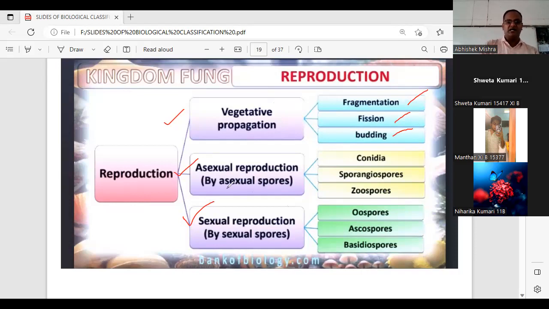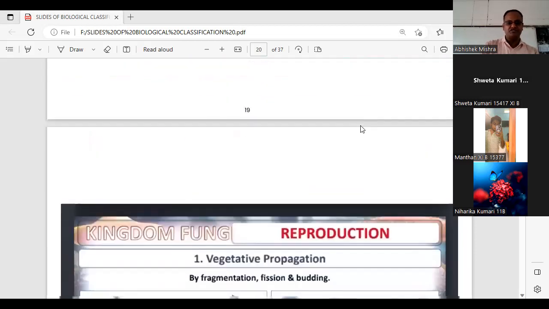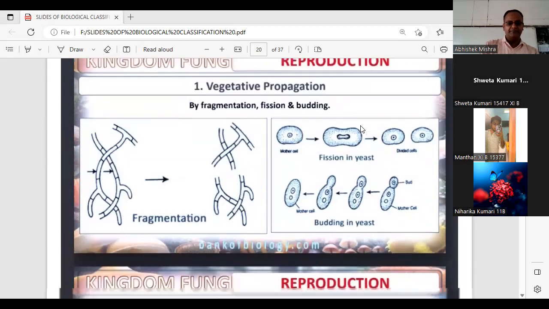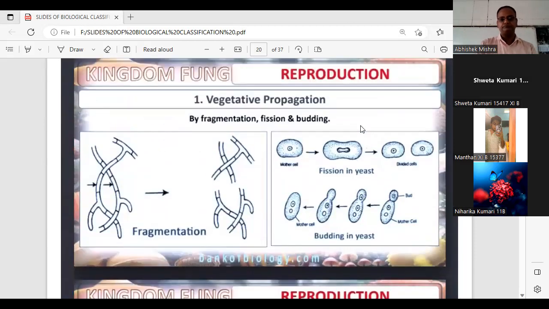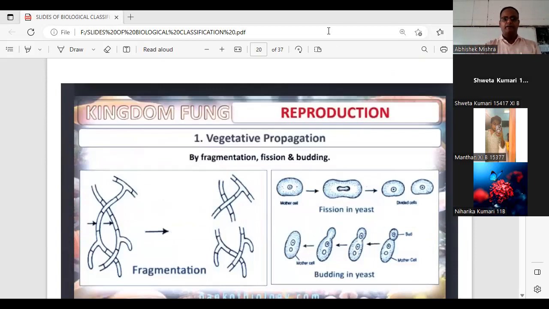And the next is the asexual spores, that is conidia, sporangiospore, zoospore. Remember, student, the spores are the most important part of the fungi. Why? Because the spores have different shapes. Let me show you with the help of this image.